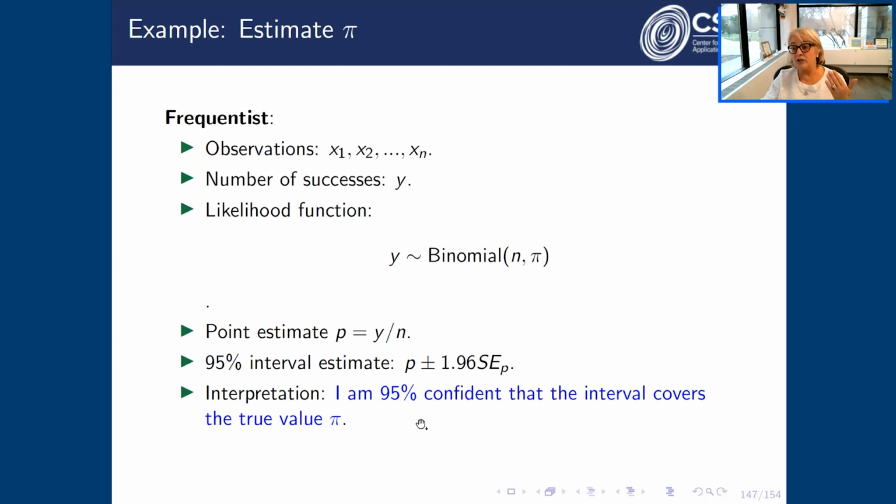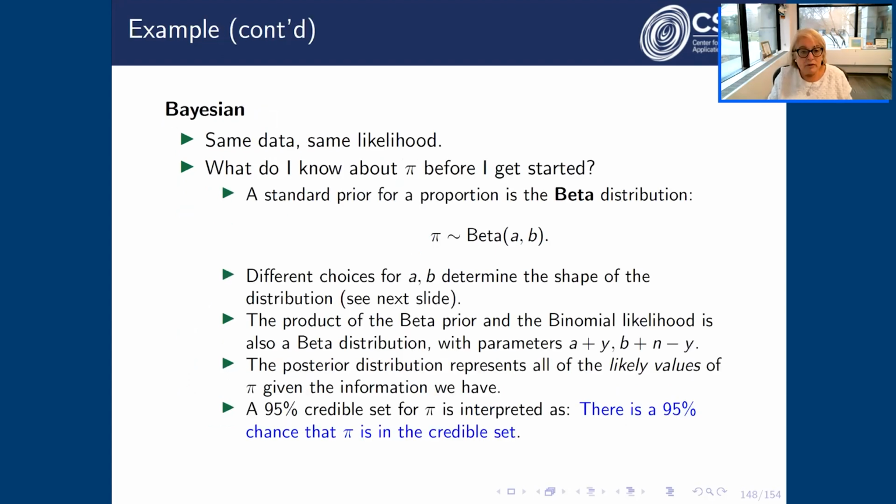And I, of course, don't know whether the one that I have covers or doesn't, but I'm 95% confident that it does. So that's the interpretation from a frequentist point of view. What would the Bayesian do for the exact same problem? Well, the Bayesian would rely on the same data and the same likelihood function, so the same binomial model.